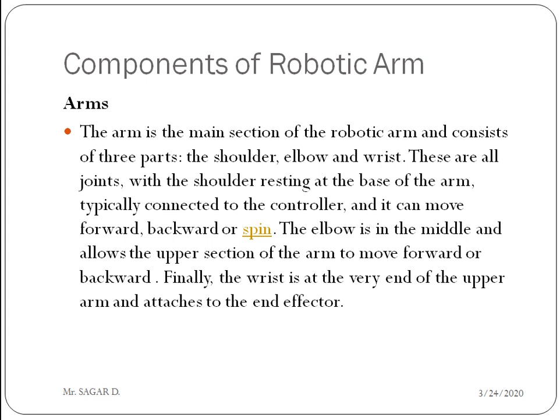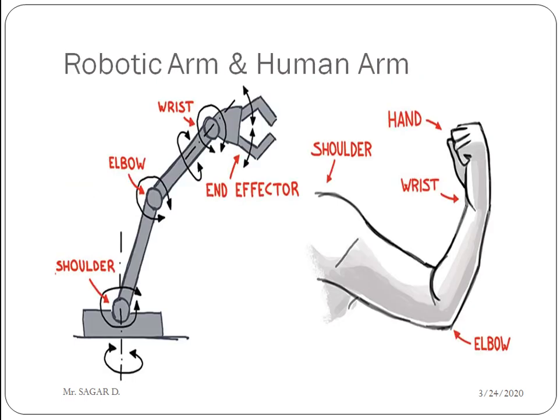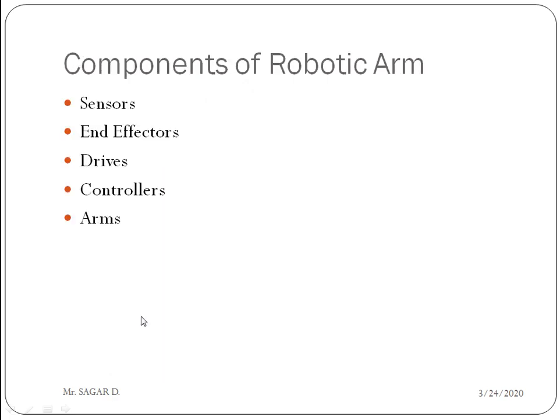Then the last part of this robotic arm is the arm. The arm is the main section of the robotic arm. It consists of three parts: shoulder, elbow and wrist. These are all joints, with the shoulder resting at the base of the arm, typically connected to the controller. So this shoulder joint is connected to the controller. That's why in this diagram the controller is not shown, only the robotic arm is shown.